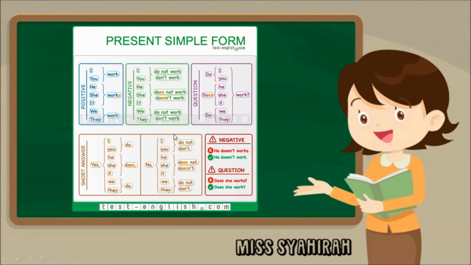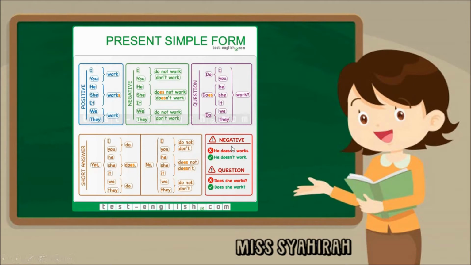Okay? Question. Do we work? Do they work? So, do is for the plural pronouns, and then does is for singular pronouns. And then short answer, yes, she does. And then for no, she does not.